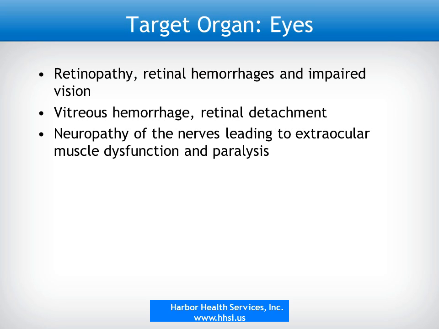And then the eyes. Retinopathy, a lot of times we associate with diabetes, but again, with the metabolic syndrome type thing, a lot of these things go hand in hand. So retinopathy can also happen in patients just with high blood pressure. It can lead to retinal hemorrhages, impaired vision, retinal detachments, and neuropathy of the nerves leading to the muscles in your eyes. So that's a big deal too.